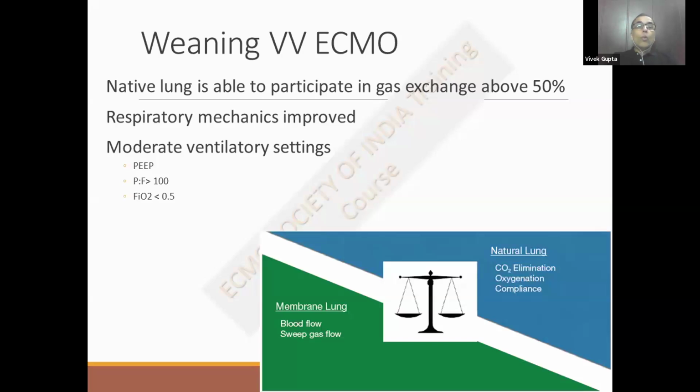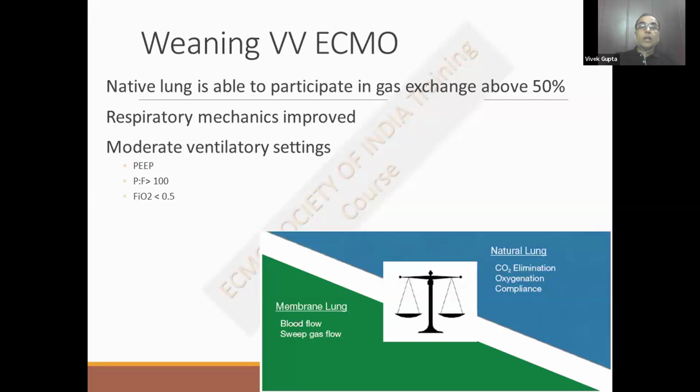We think of weaning when the native lung is able to participate in gas exchange above 50%. And you can see this in your day-to-day evaluation that lung recovery is there. You see radiologically X-rays improving. You see that on the same ECMO flow, oxygen saturation is improving. Initially, a patient's oxygen saturation may be 82, 85, and now it is showing 92 or 94. This means that if your ECMO flow has not increased, the lung is participating in gas exchange, and that will be reflected in your blood gas reports.